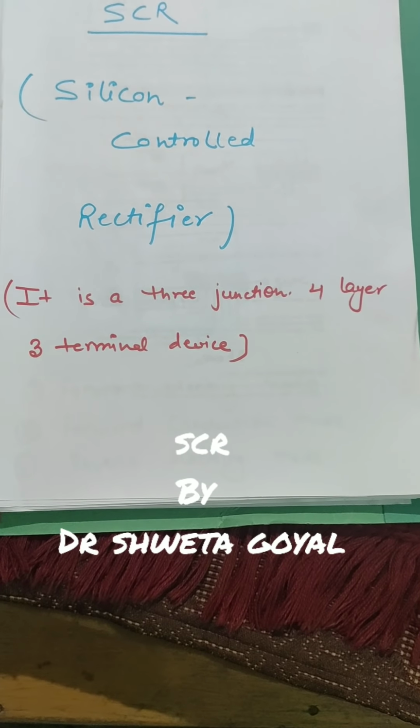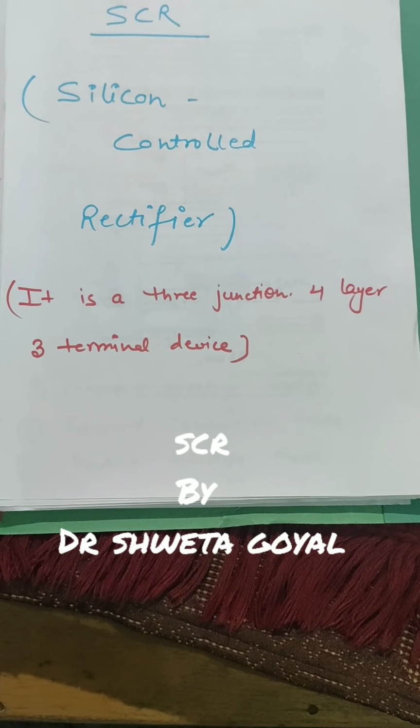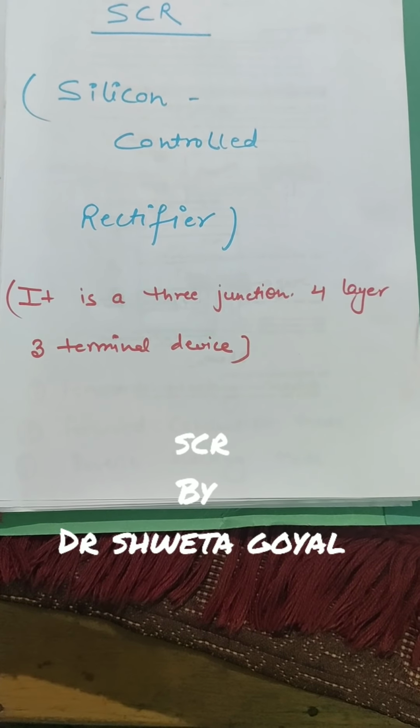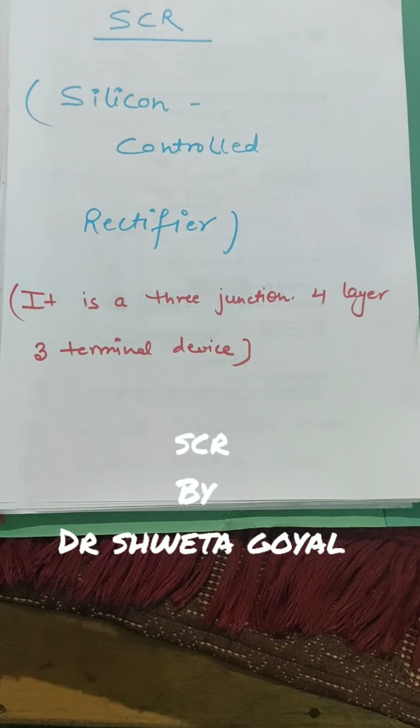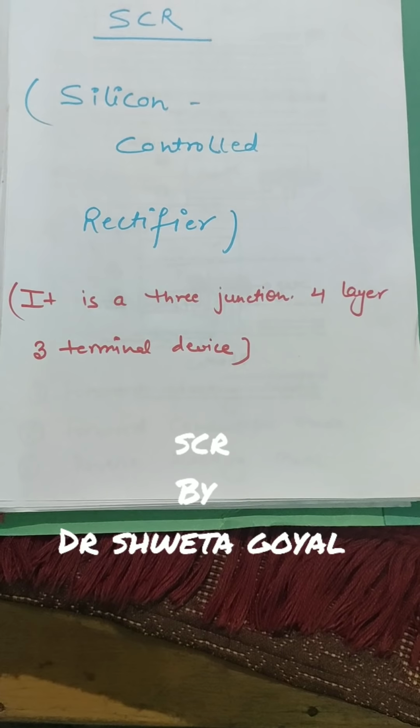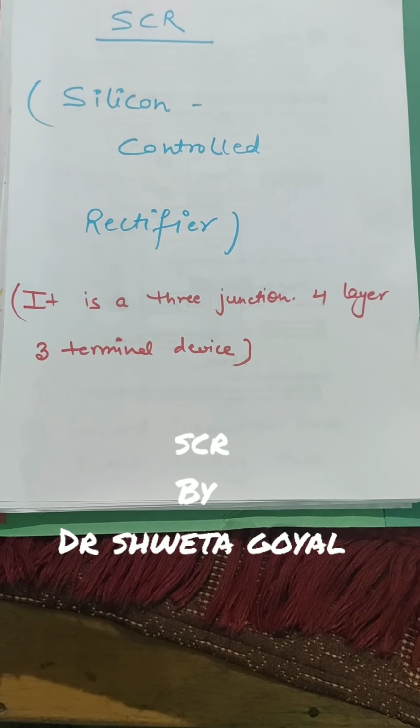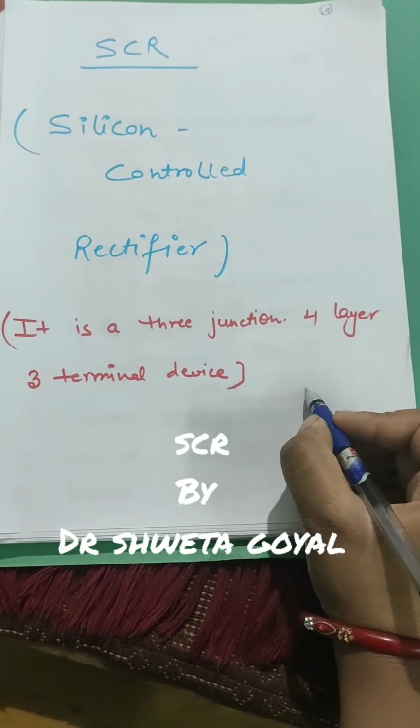It is a very important component of power electronics. We can say the whole of power electronics is based on SCR, Silicon Controlled Rectifier. Basically it is a 3 junction, 4 layer and 3 terminal device.